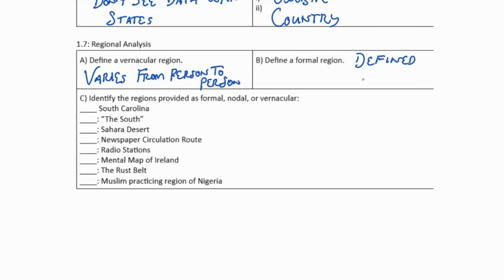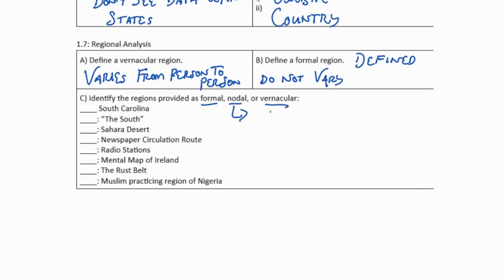They are formally recognized, and they do not vary from person to person. So they do not vary. They are not perceptual. So a formal region in China is the same thing as a formal region in Algeria. And so we have some examples here of regions, and we're going to classify them as formal, nodal, or vernacular.